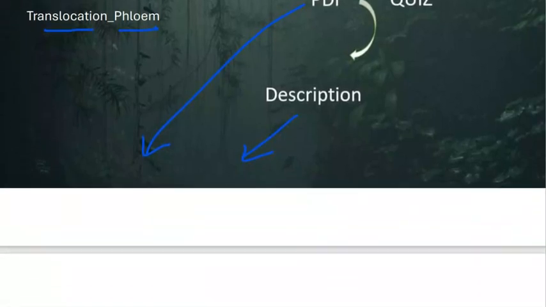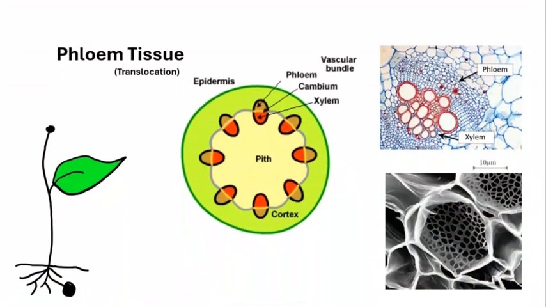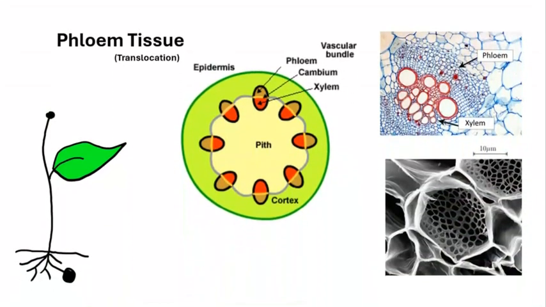So translocation is a process that takes place in the so-called phloem tissue, and it's responsible for moving molecules, which are often referred to as photosynthate molecules. Now this includes soluble sugars such as sucrose, amino acids, and oils.